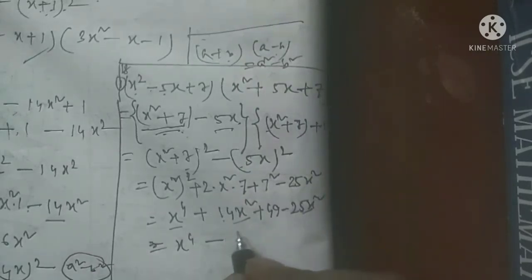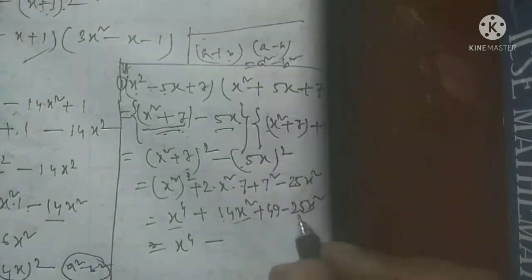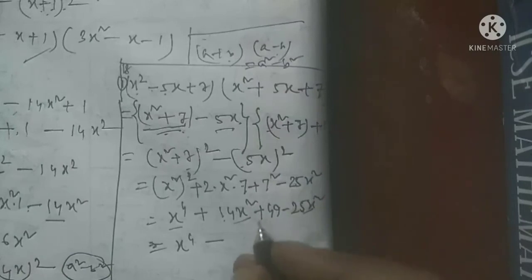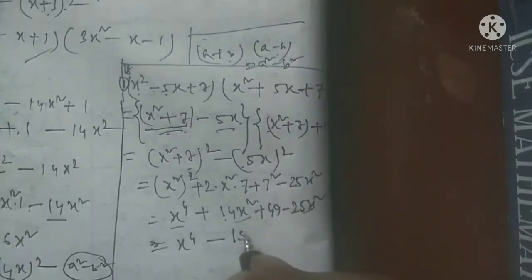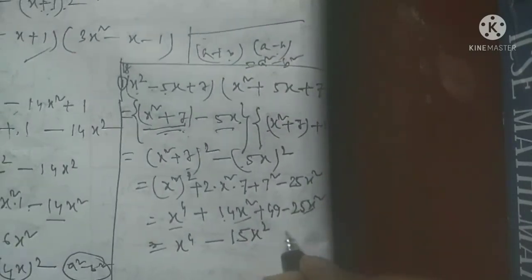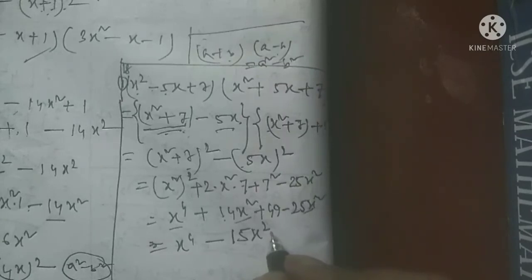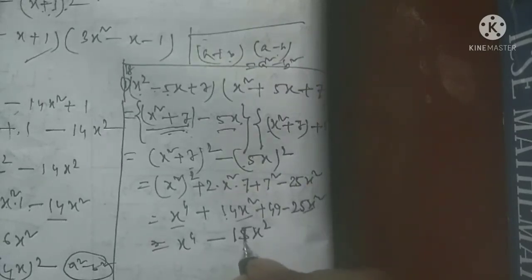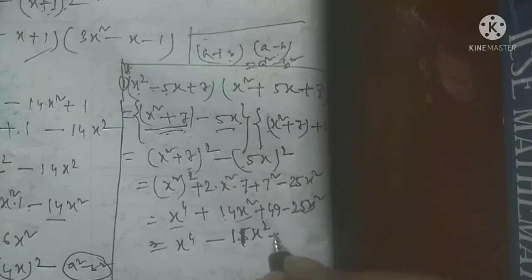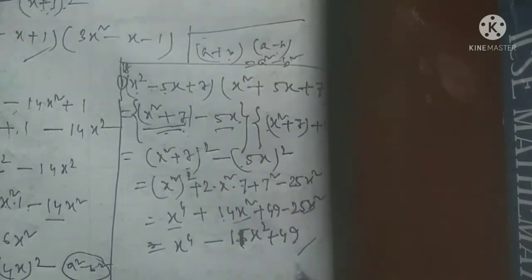So 14x² minus 25x², it will be subtract and you have to write minus because 25 is greater. So if you subtract 14 from 25, then you get 11. Sorry, I am very sorry. So minus 11x² plus 49. So my dear student, this we have done.